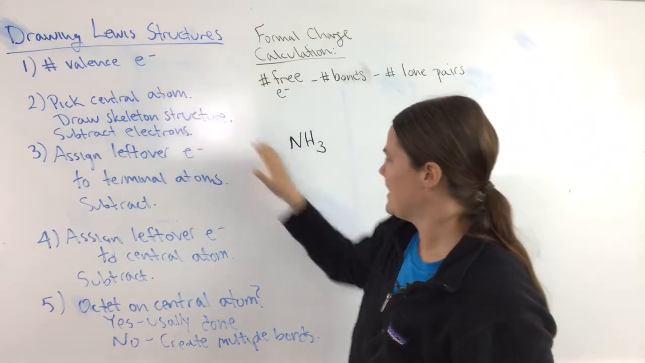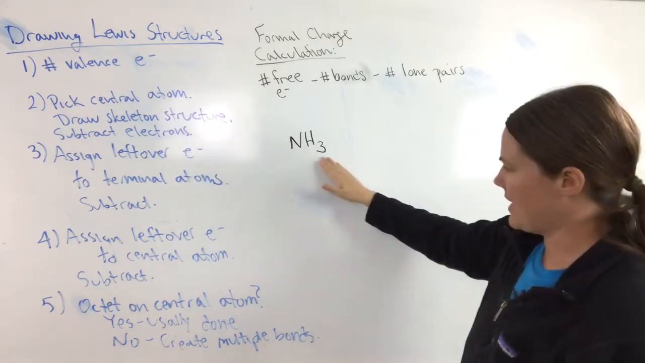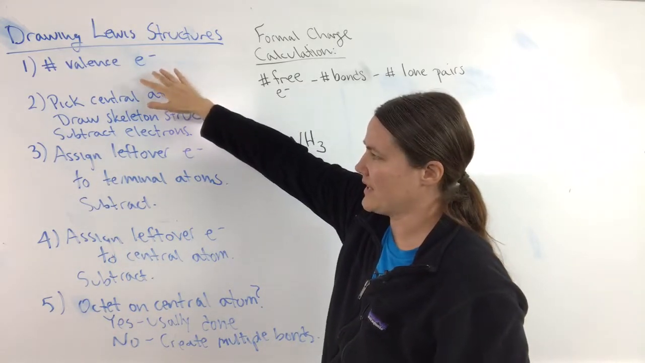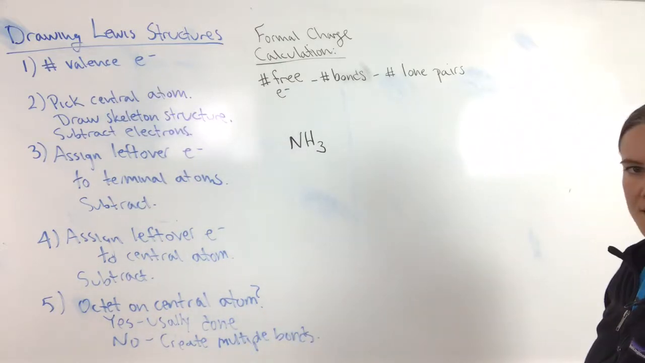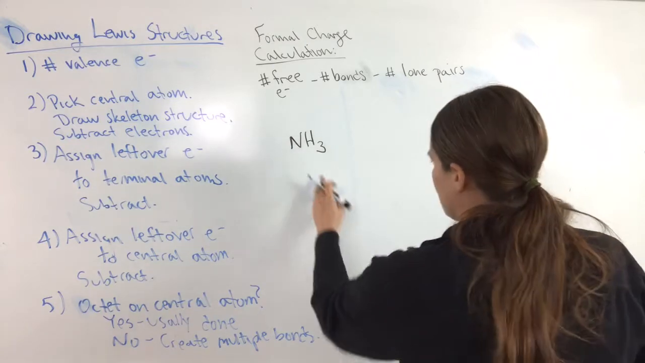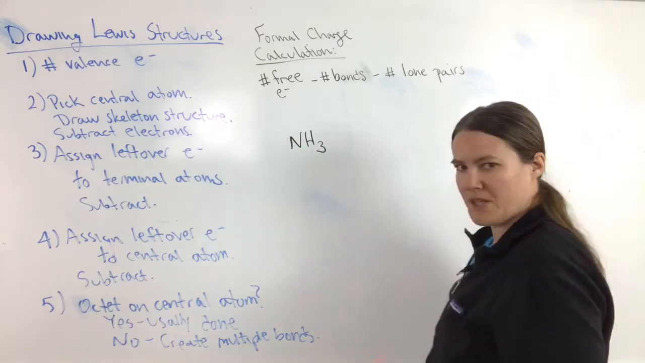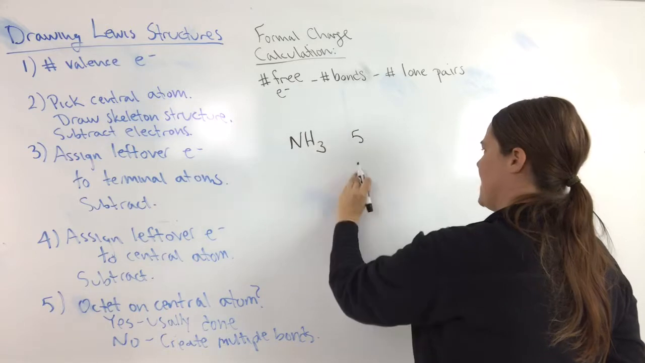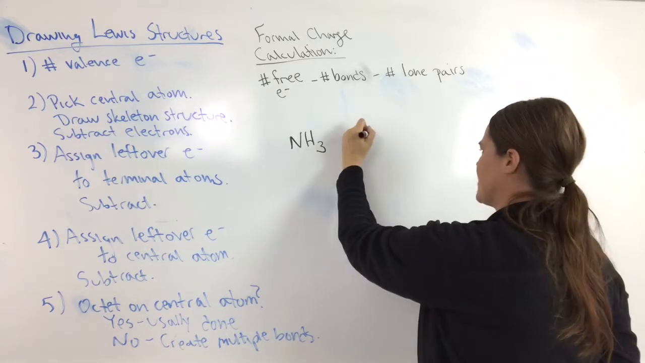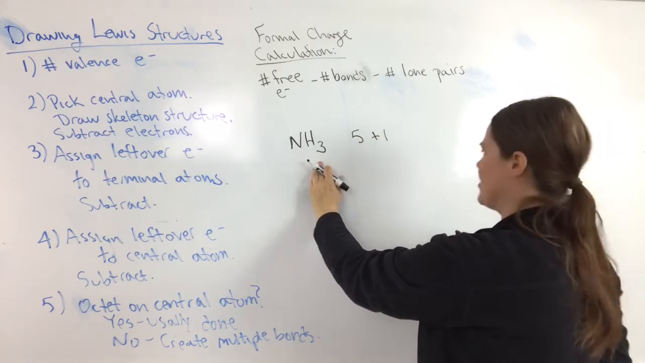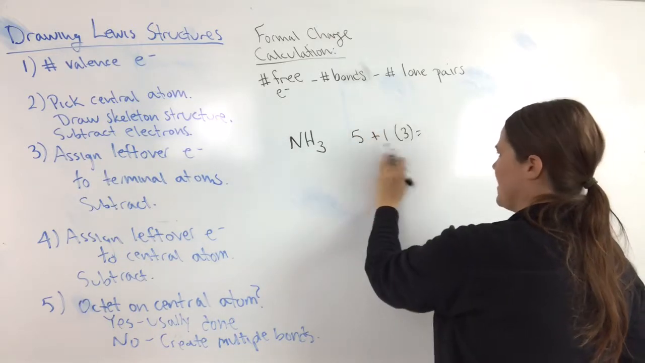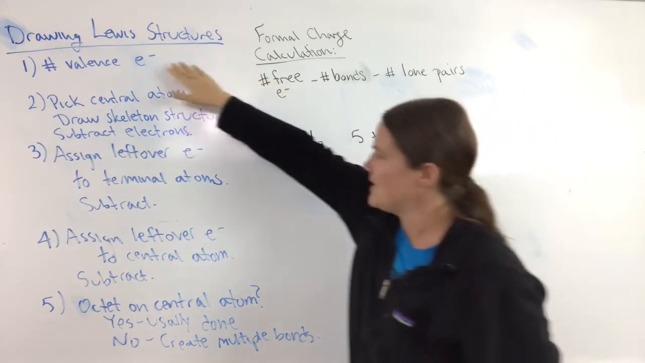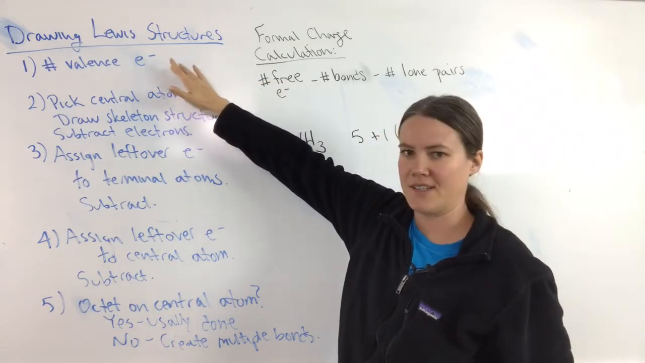So let's say that we have NH3 and we want to draw what the structure looks like. The first thing we would want to do is calculate the number of valence electrons, and you do that from the periodic table. Nitrogen has 5 valence electrons, and hydrogen has 1 valence electron, but we have 3 hydrogens, so this is 1 times 3. We have 5 plus 3, so NH3 has 8 valence electrons. So we've done the first step.